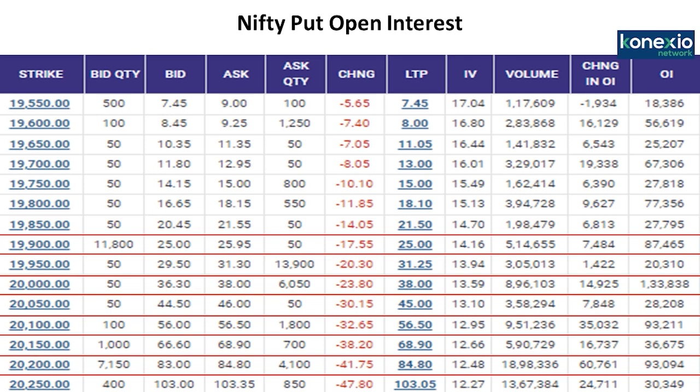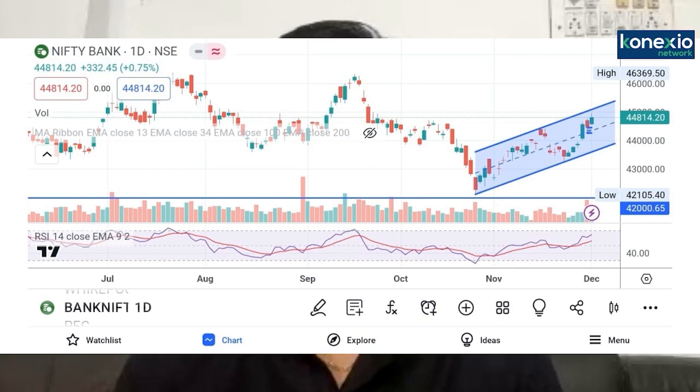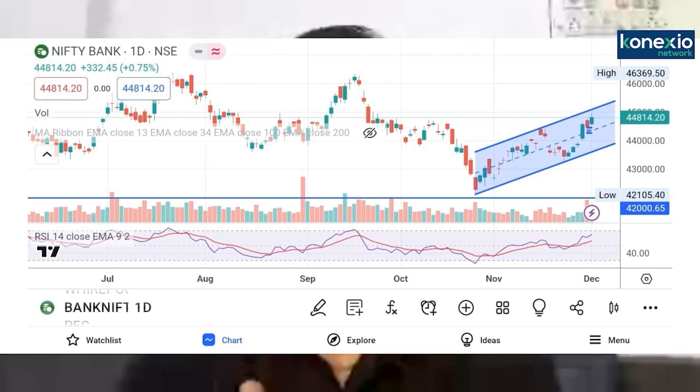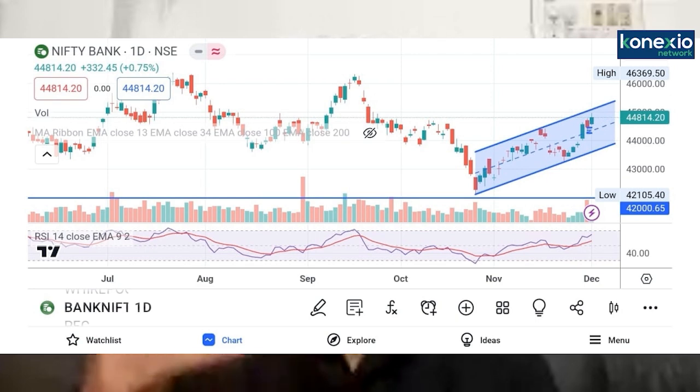So friends, now let us come to the Bank Nifty daily charts. In the Bank Nifty daily charts, we have been discussing that Bank Nifty also has been moving in a rising channel. You can clearly see this rising channel has been maintained for the last 1.5 months. It has been making higher tops, higher bottoms. And one more important thing is Nifty has crossed its lifetime high. It has closed at its lifetime high, whereas Bank Nifty is still far below the lifetime high.